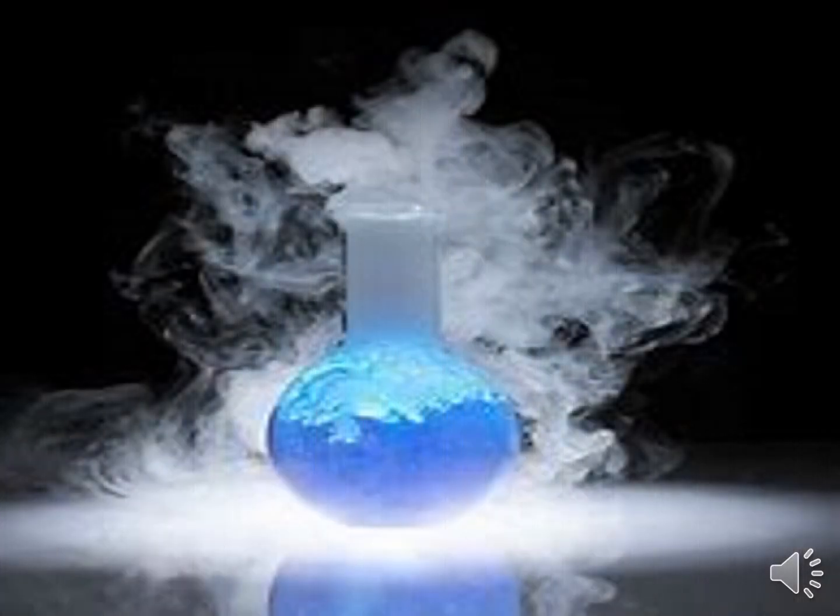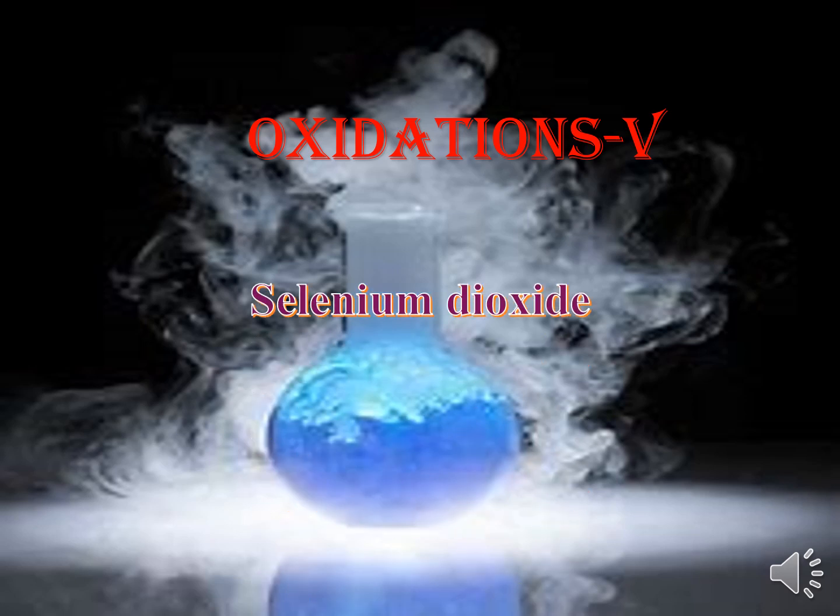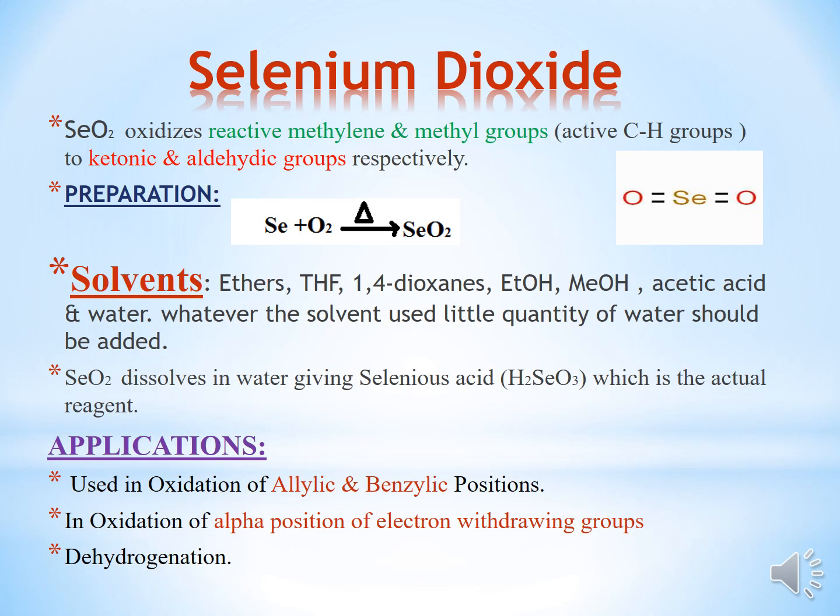In oxidation 5, we are dealing with selenium dioxide and lead tetraacetate. So, selenium dioxide will oxidize. First, you see the structure of selenium dioxide. You know that it is selenium double bond O double bond O. That is your selenium dioxide.